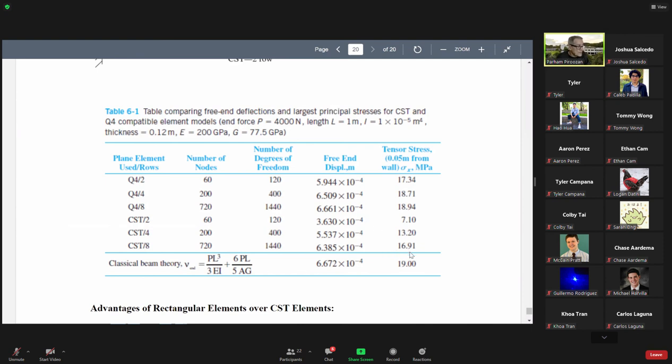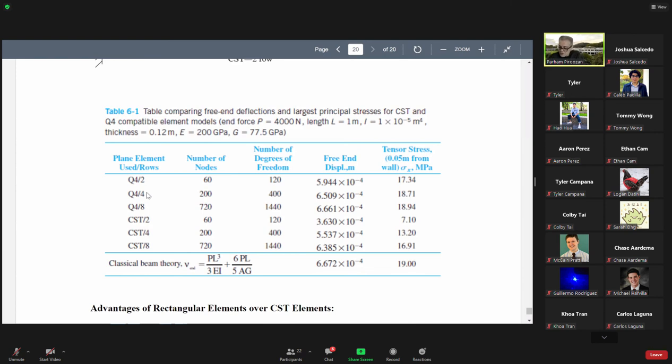All right. So as you see here, the behavior of this quadrilateral element is better. The reason is because the stresses vary linearly over the element in the x direction and in the y direction. For constant strain triangular elements, stress is constant over the element. But for this one, it is bilinear, it is varying.